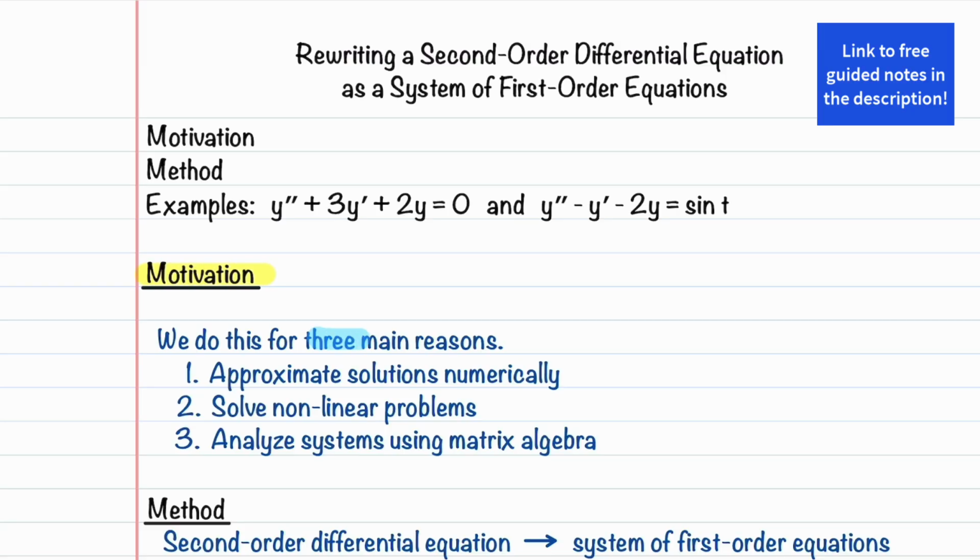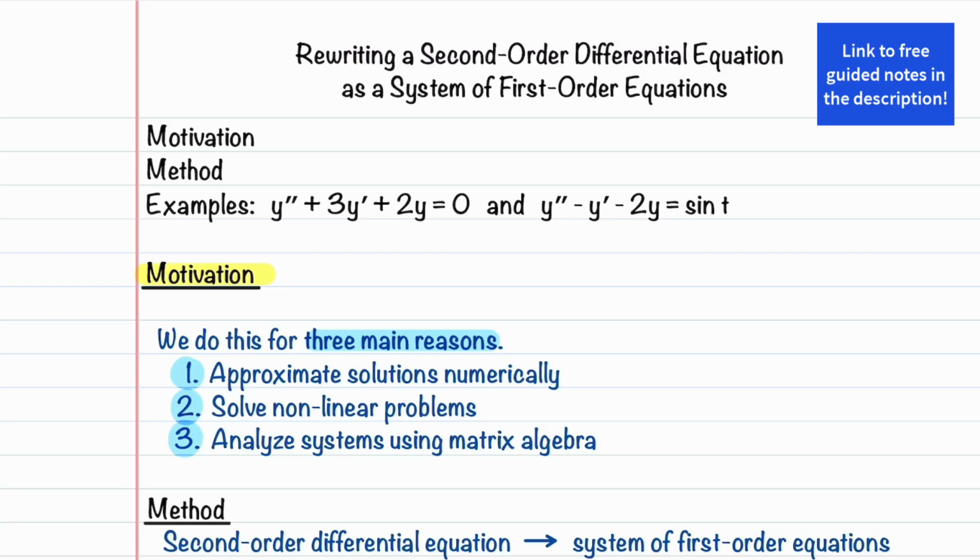There are three main reasons. First, numerical methods. Solvers like Runge-Kutta work with first-order systems. So if you want to approximate a solution on a computer, you need everything in first-order form. Second, nonlinear equations. A lot of real-world problems are nonlinear, and many of the techniques we have to solve these problems work specifically with systems of first-order equations. Rewriting the equation gives us access to those tools.